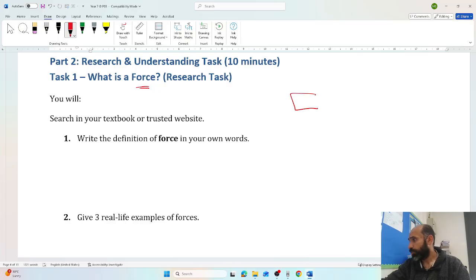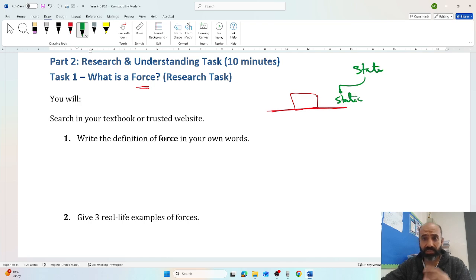Force, if we have an object, this object has a state. What is the state of the object? The object may be static. As we said before, static means its position will not change as time passes, or it is a moving object. And if this object is moving, it may be moving with uniform speed or non-uniform speed.